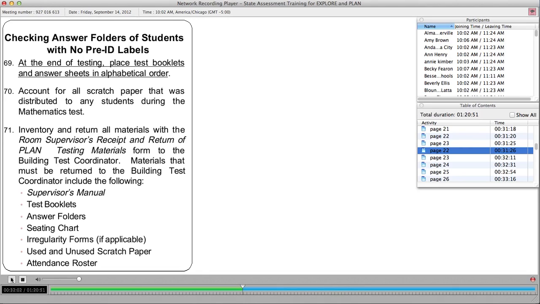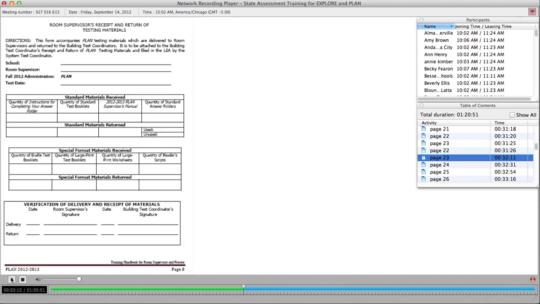Everything must be checked back in using the room supervisor's receipt and return of Plan testing materials to the building test coordinator. This is a sample of the form that will be used, and everything that is received by the test administrator goes back after testing to the building test coordinator.